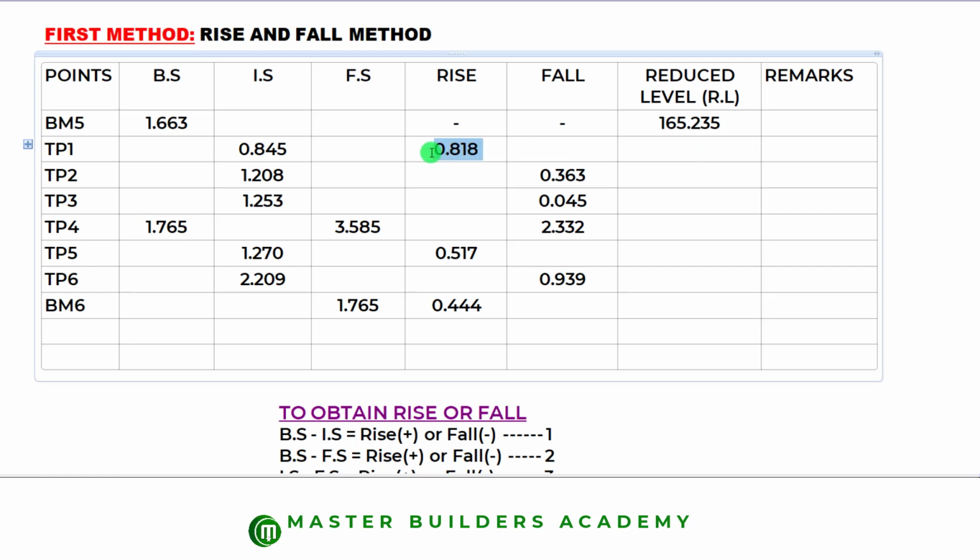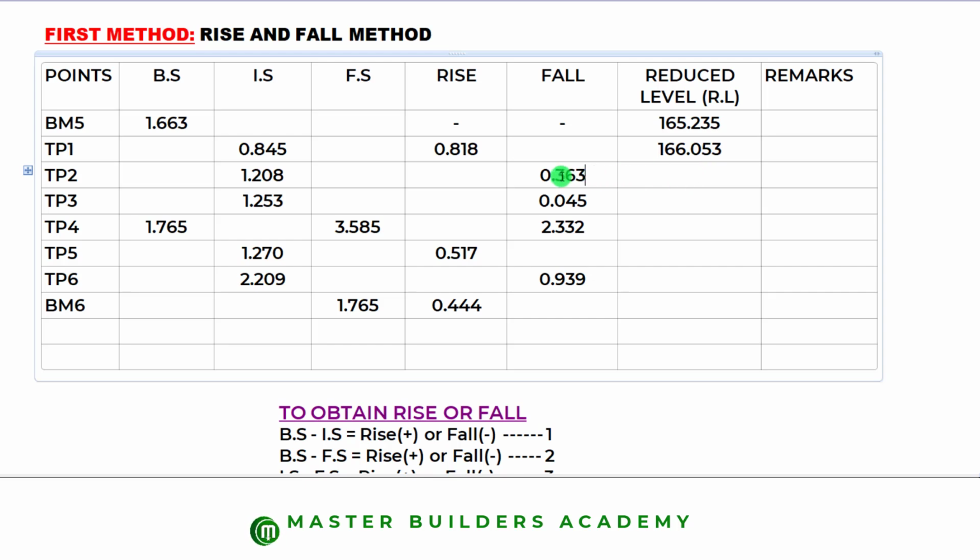So that means we'll be adding this 0.818 to 165.235, and then if we do that addition, we have 166.053. This is what we have. You can still leave this value in your calculator. What do we do now to get the reduced level here? At this level, what we have is fall.